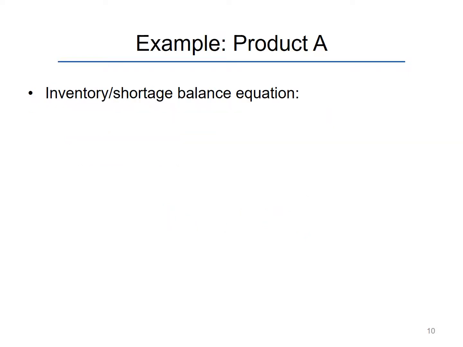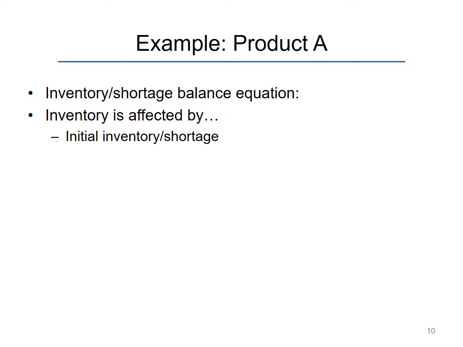We need to create the inventory shortage balance equation. We know that inventory is going to be affected by the initial inventory and shortage. This constraint here is very, very important. This balance equation is going to dictate the inventory and shortage in my formulation. The initial inventory I'm going to denote as I0, and the initial shortage I'm going to denote as S0.